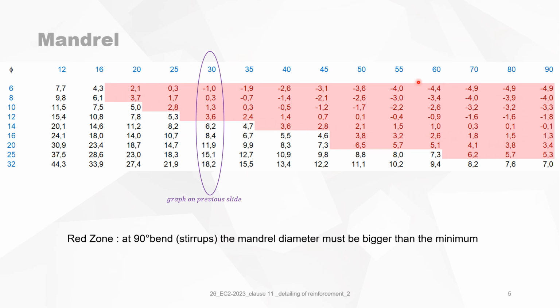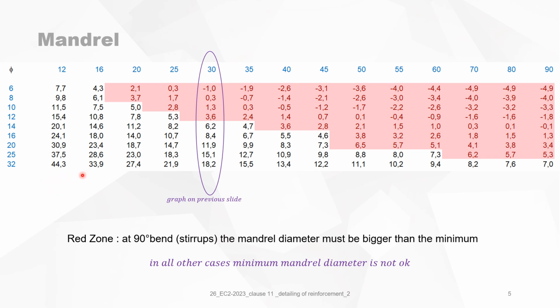In fact, I should have written here, up to 16 millimeters, the number 4, and for everything larger than 16, those numbers should be 7. But just to show, this red zone shows you where the minimum diameter should be used. In all other cases, you see very clearly that the minimum mandrel diameter is not okay at full capacity of the stirrup.